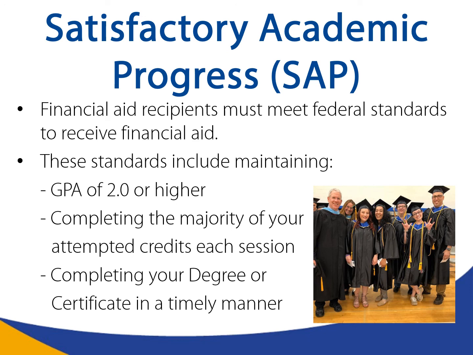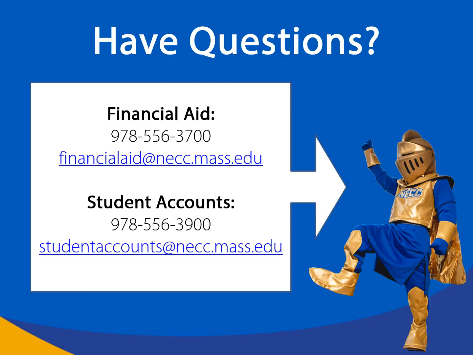Students who do not meet SAP standards may be placed on financial aid warning or suspension. If this happens, students will be notified via their NECC email regarding their next steps, such as meeting with an academic advisor, completing an appeal, etc. These standards can be confusing, so if you have any questions about whether you are meeting satisfactory academic progress, please contact financial aid. It is easy to get overwhelmed by the payment and financial aid process.